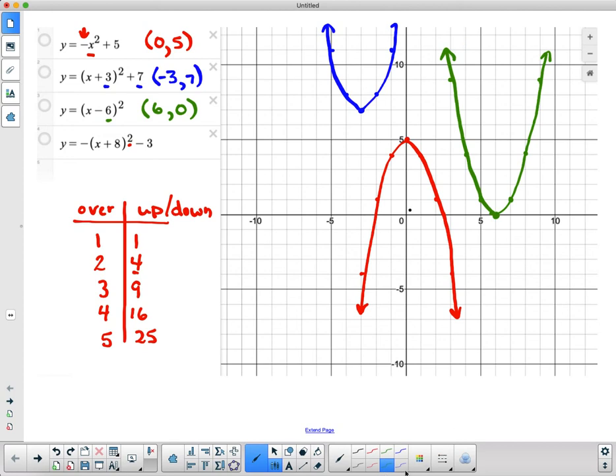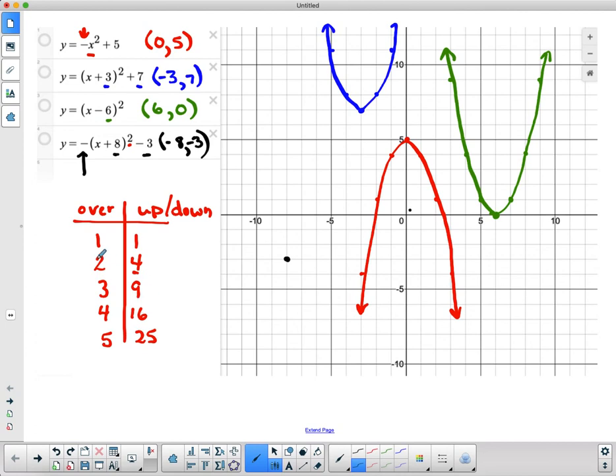We'll go one more. This last one here, we have to try to find the vertex of it to start with. So we know we have to use this 8 and the -3, and remember that we have to take the opposite sign of what's in there. So -8, -3. And notice there's a negative out here, which means that it's going to open down. So I'm going to graph this point, -8, -3, and then I'm going to use this pattern again.